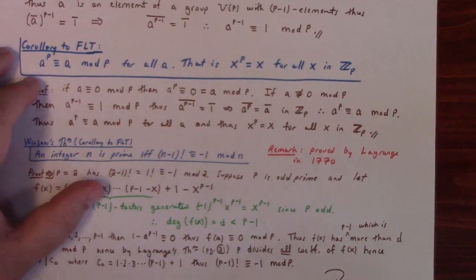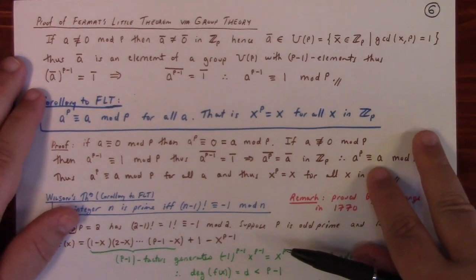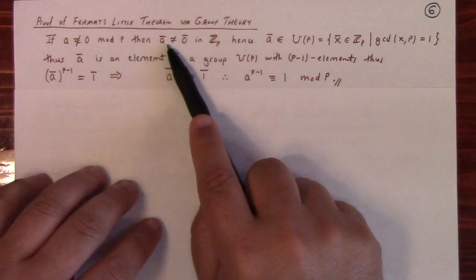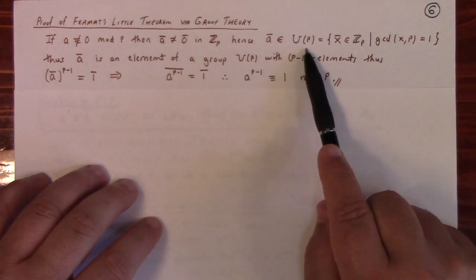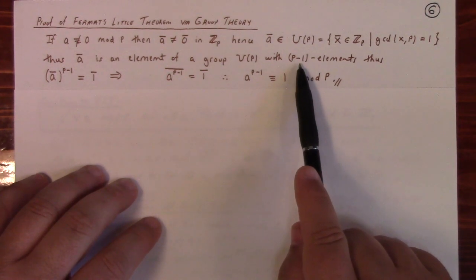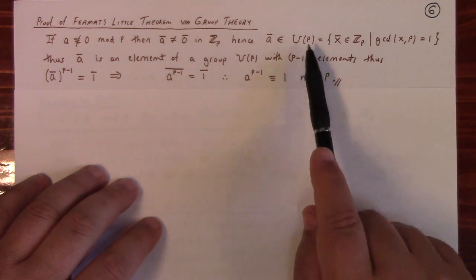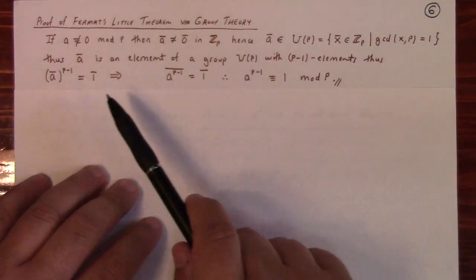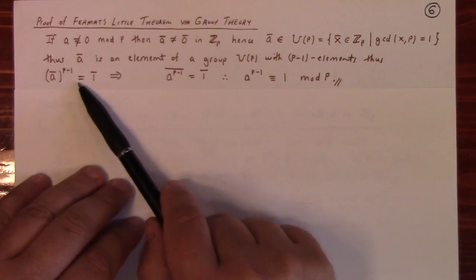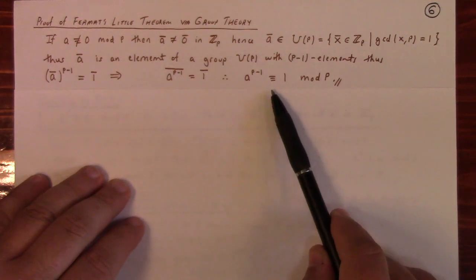And here's the proof of Fermat's little theorem from group theory. If A is not congruent to 0 mod P, that means that A bar is not equal to 0 in ZP, which means that A bar is a unit. So A bar is an element of the group of units, which has P minus 1 elements, because everything is coprime to P if P is prime, except for P itself, or 0 itself, if you want to look at it that way. Thus, A bar to the P minus 1 is equal to 1 bar, which means that A to the P minus 1 bar is equal to 1 bar, which means that A to the P minus 1 is congruent to 1 mod P. And there you have it.